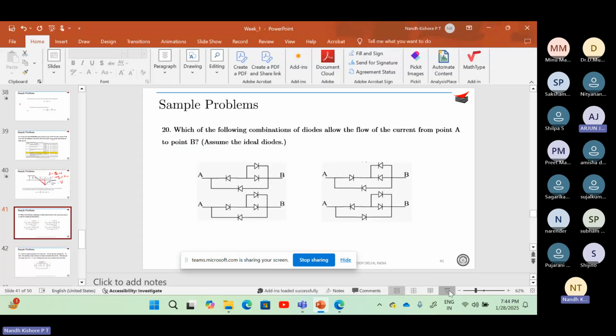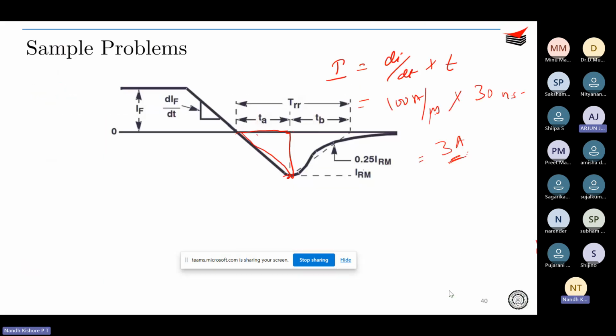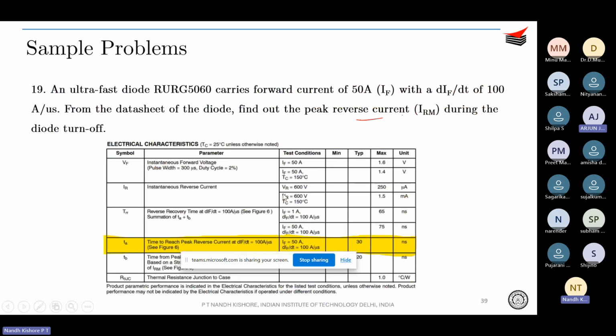The di by dt problem is just di by dt into t. That's it. So simple, right? Find out the peak reverse recovery current is the question.